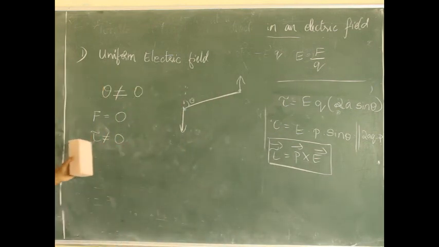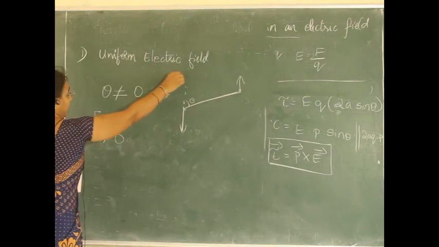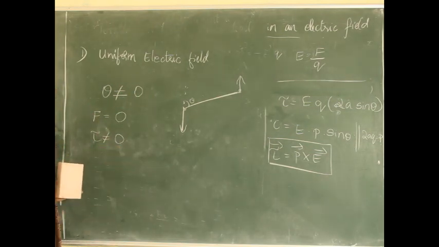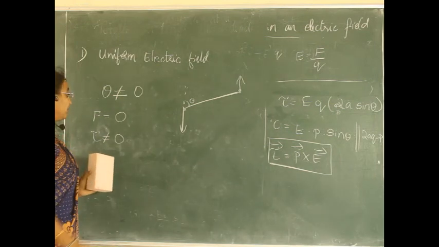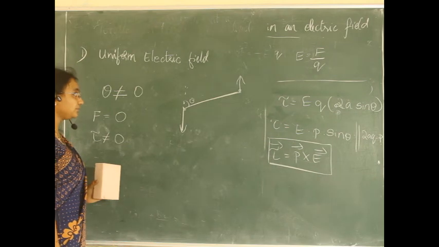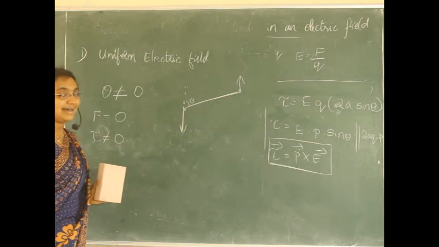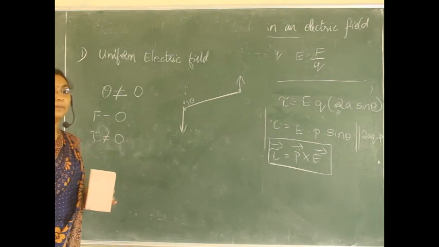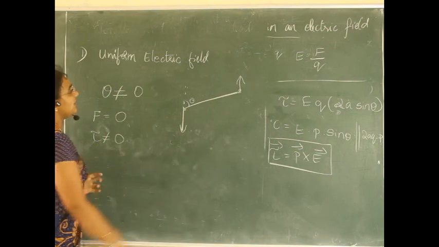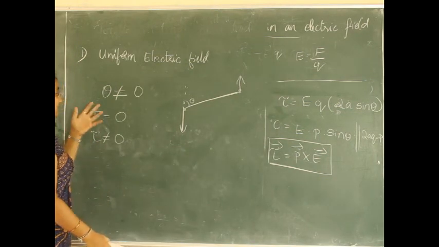Understood? So, in a uniform electric field, if theta is not equal to 0, then force is equal to 0, but tau is not equal to 0. Different conditions are there, very important for your MCQs. Next concept, if uniform electric field is present, we will change this.